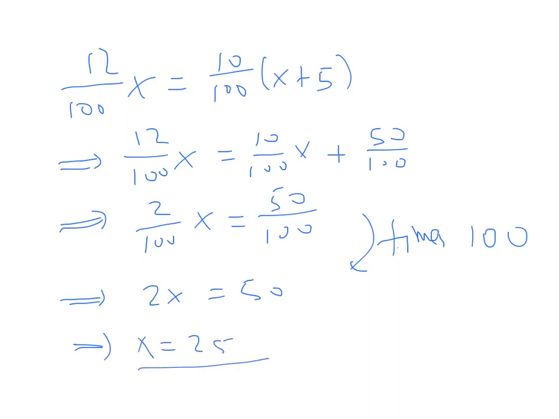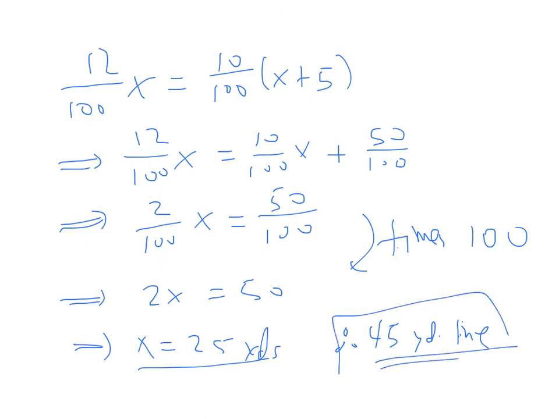So remember, the X was how far the tight end went before he got caught. And so 25 yards. Remember, he started at the 20-yard line, and so 25 yards later, he'll be at the 45-yard line. That's the 45-yard line before going across the 50 and having the numbers go down again, right? But that's where the tackle will occur.